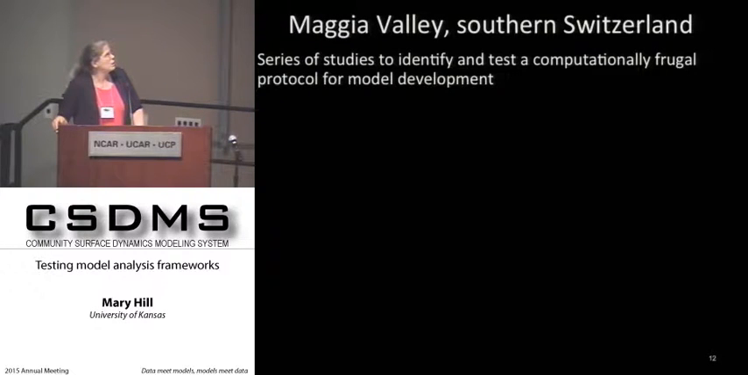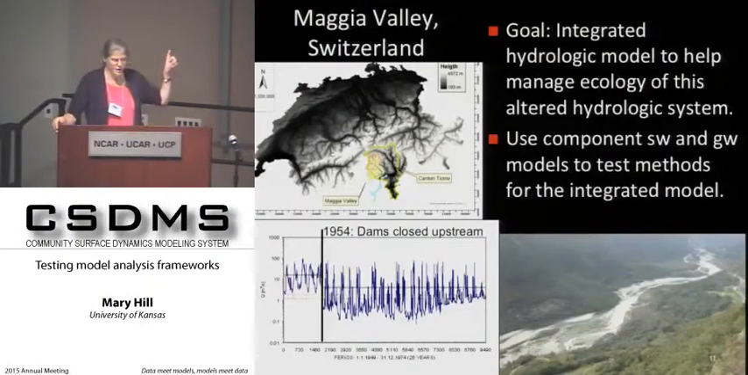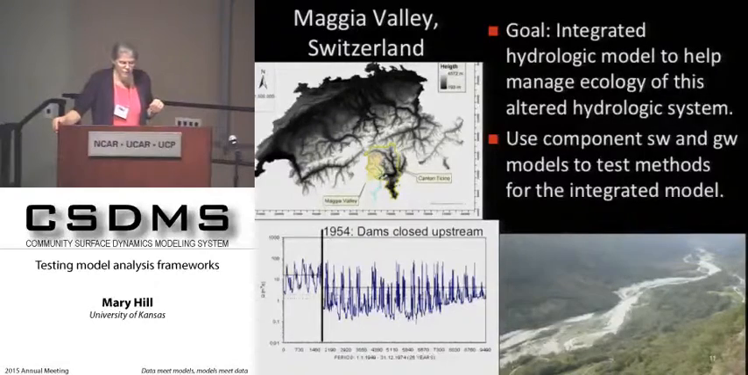Okay, I'm going to present results from one of a series of studies we've done here that built on one another. The problem is that the integrated hydrologic model, that's the goal of this ecological study, takes a long time to run. We're going to use the component surface water and groundwater models to test methods to see if we can find computationally frugal methods that we can use on that computationally demanding integrated model.